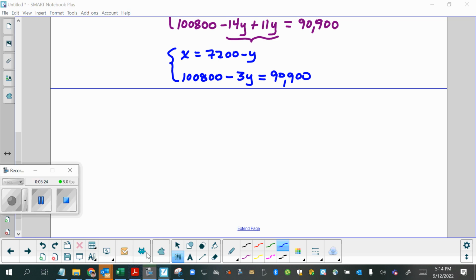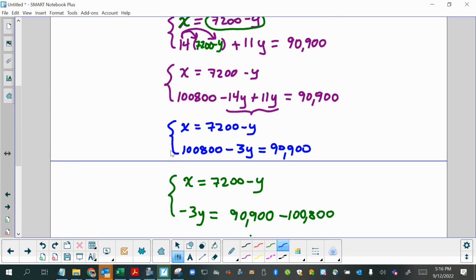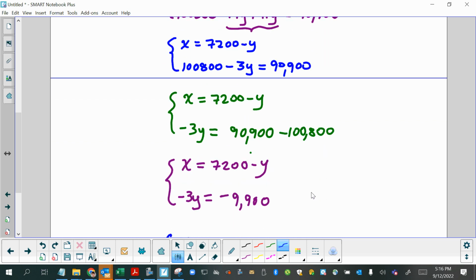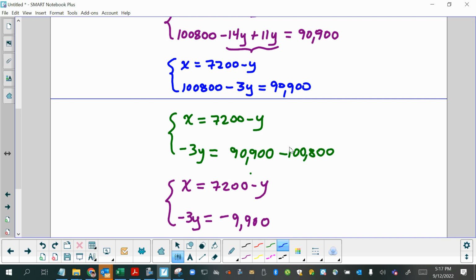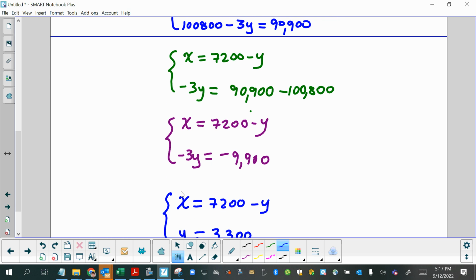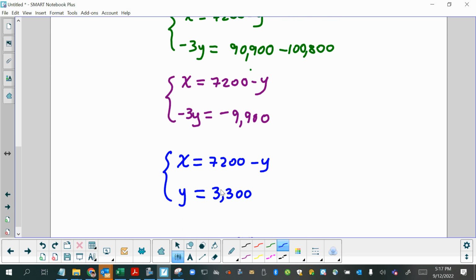So I'm going to pause again. Okay, so after subtracting the 100,800 from both sides, my second equation is now negative 3y equals 90,900 minus 100,800. Then in the next line, I just simplified by combining those quantities together. So I did 90,900 minus 100,800. That's hard to say. And then my second equation now is negative 3y equals negative 9,900. Dividing both sides by negative 3, then I get y equals 3,300.